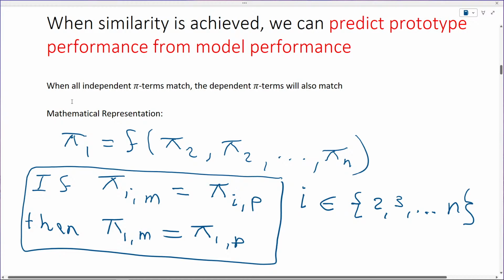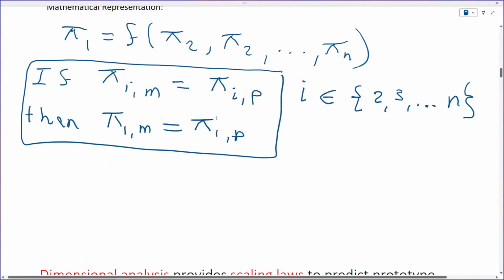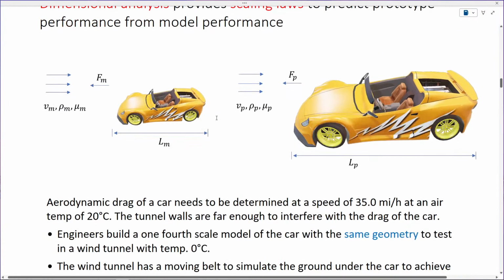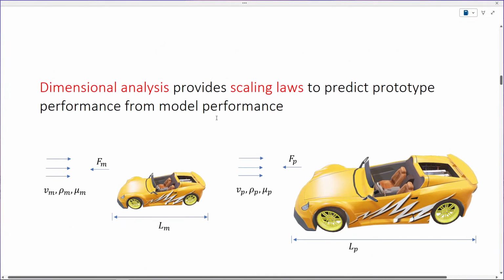In other words, if all the independent pi terms between the model and prototype are identical, then the dependent pi term will be identical. All independent terms are identical, the dependent pi term will be identical. So let's look here at an example.